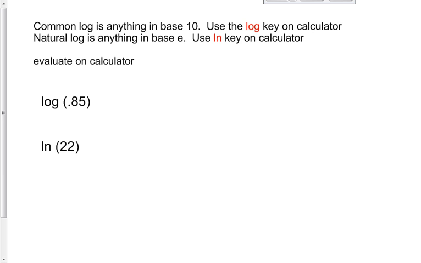Common logarithm is anything using base 10, and we're going to use the log key on our calculator. If you look on your calculator, far left-hand row, you're going to see it over there. And then the natural log is anything in base e. Natural log, log base e, is just written this way, ln, natural log. And we have a separate natural log button on our calculator as well. So these last two examples, all we're going to do is evaluate the logarithm or the natural logarithm on our calculators. So this first one is the log of 0.85.